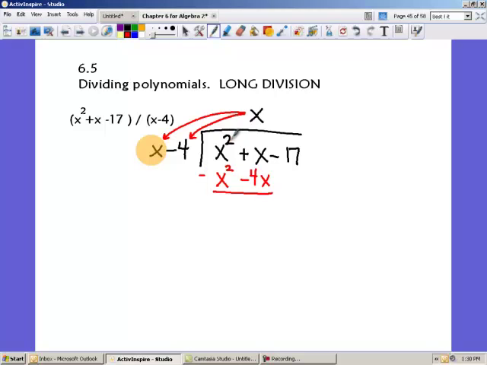So when we subtract these two, x squared minus x squared, they cancel out. Right here is a 1. So we have 1 minus a negative 4, which is really 1 plus 4. So that'll give us a 5x. And now we drop down the next thing, which is negative 17.